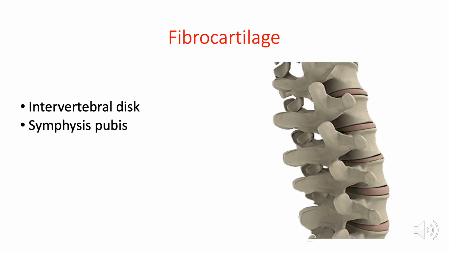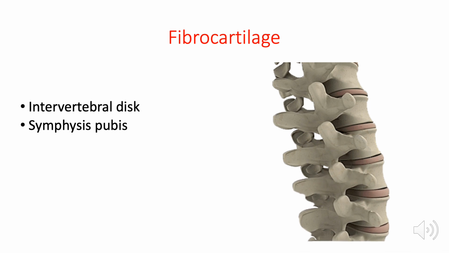Fibrocartilage is present in the intervertebral disc. That's the cartilage that we can find between two vertebral bones. These bones would crush against each other even if the person is just sitting down. So to prevent their destruction, there must be a cartilage present between them, and that cartilage should be strong. So that's why the intervertebral disc should contain fibrocartilage.